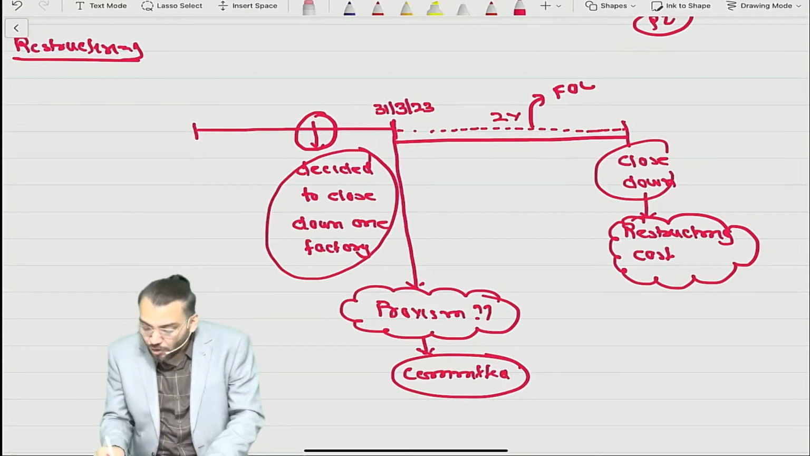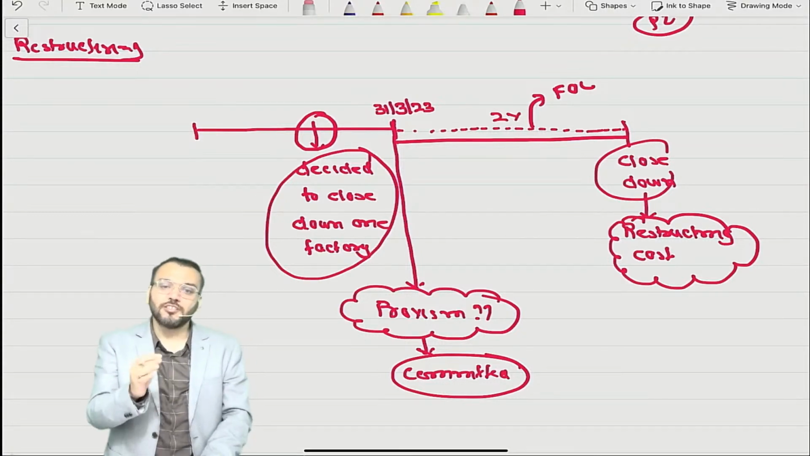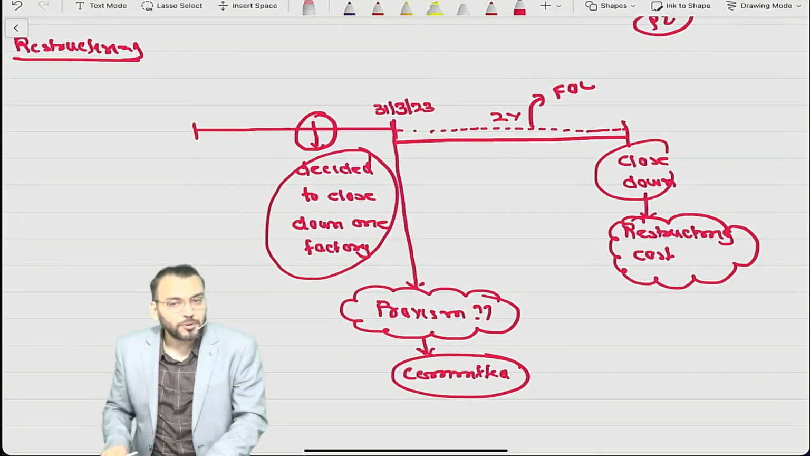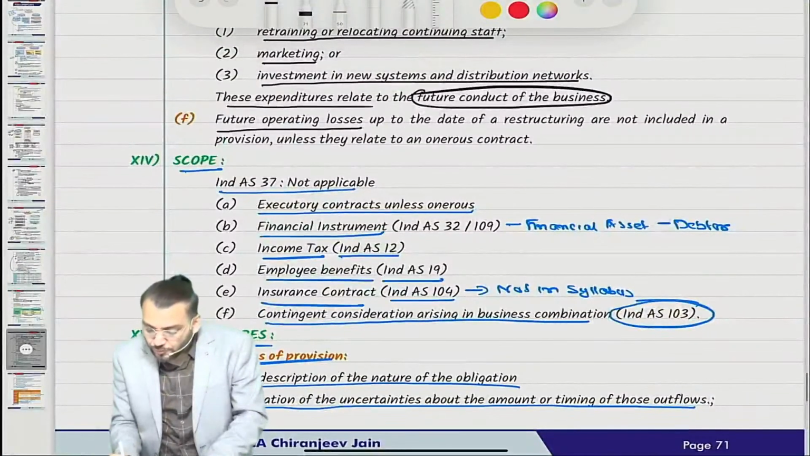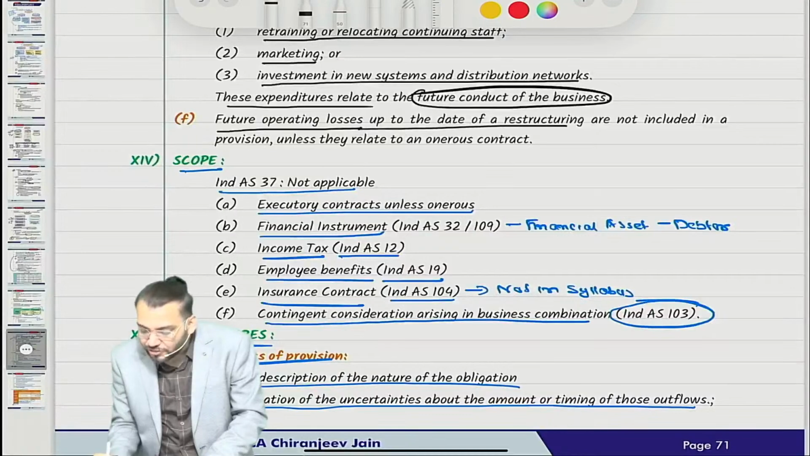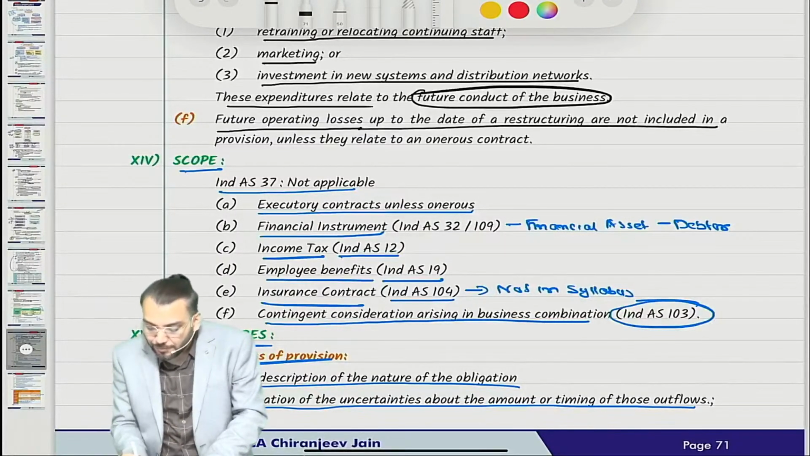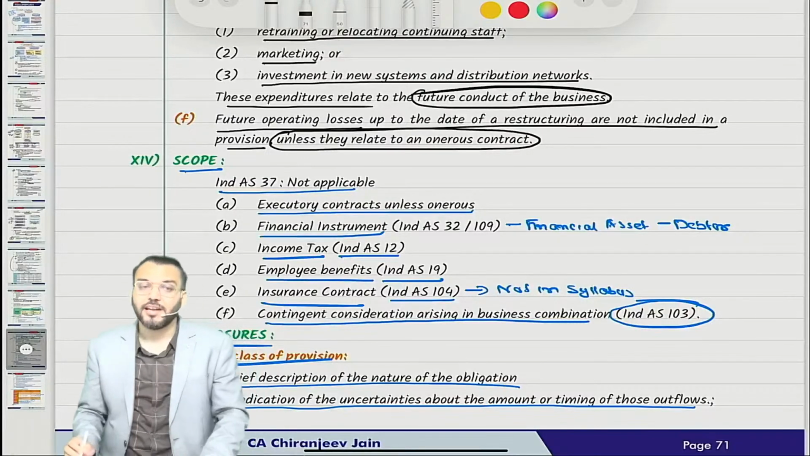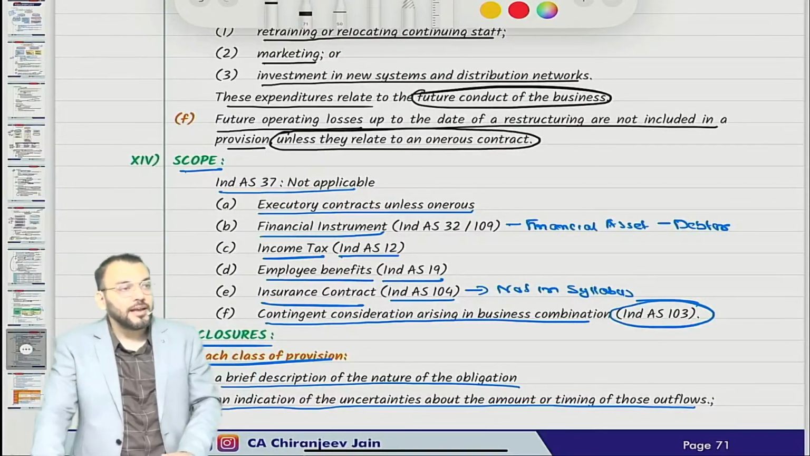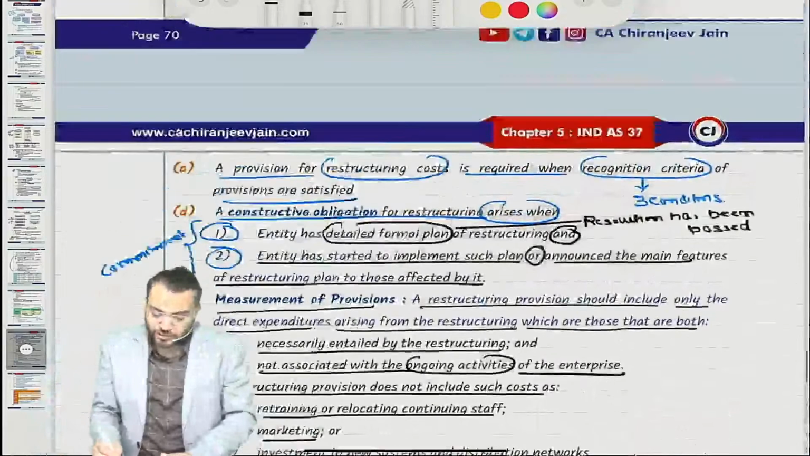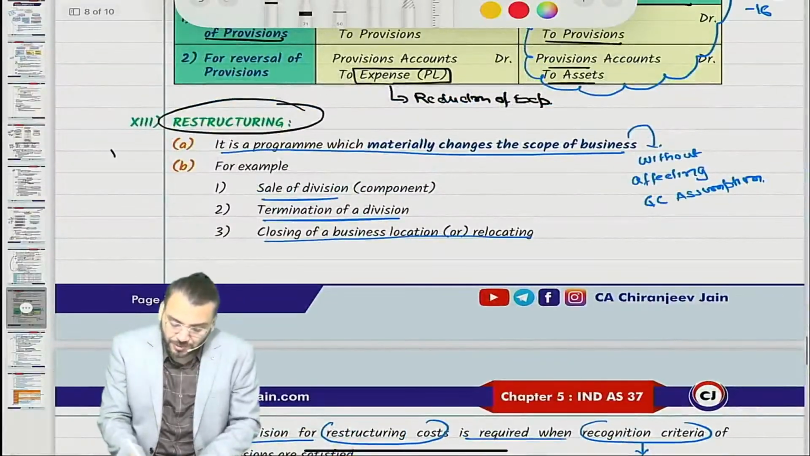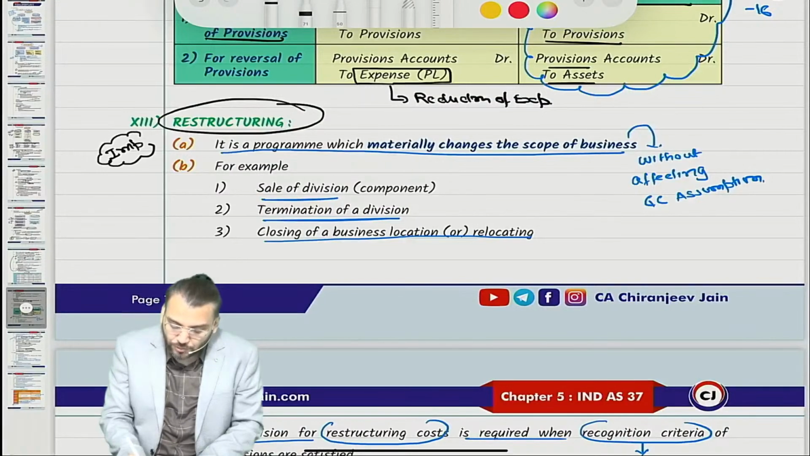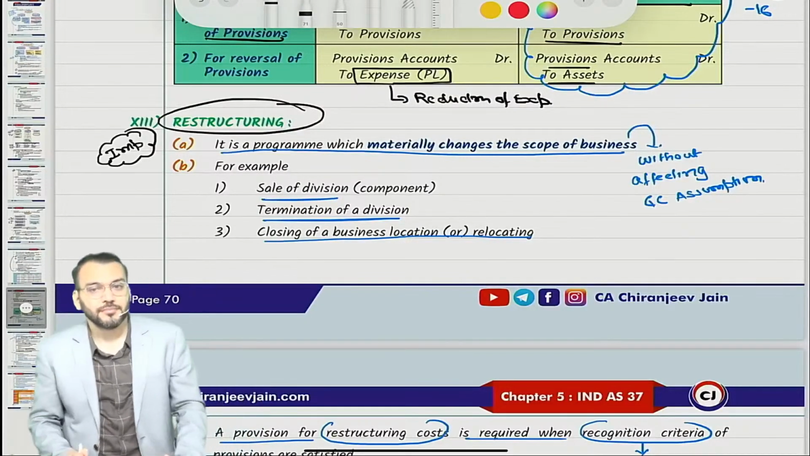Understood? If there is some onerous contract, then of course we should create a provision for it. So that clarification has been given: future operating losses up to the date of restructuring are not included in the provision unless they are related to an onerous contract. Understood? Have you understood? From my point of view, this restructuring topic is very important from an examination point of view. If I want to create a question, I will create a question from restructuring. Got it?